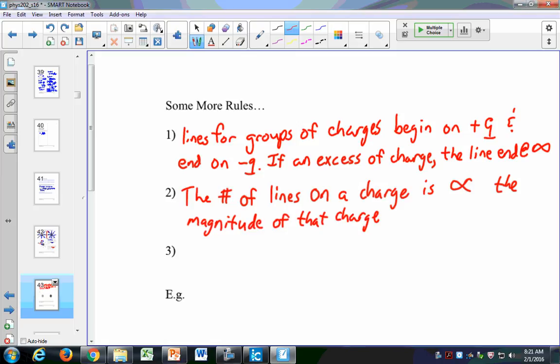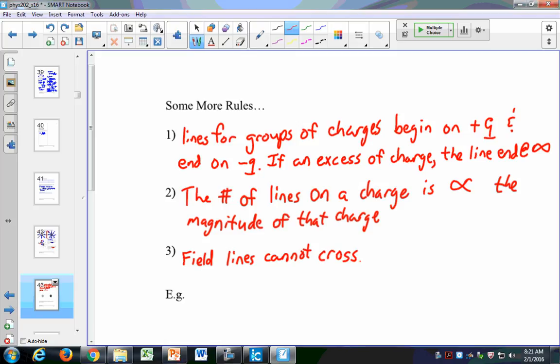And then this third one is that field lines cannot cross. Which always reminds me, of course, of what? Don't cross the streams. You know the movie I'm talking about? Ghostbusters, yeah. So field lines cannot cross.